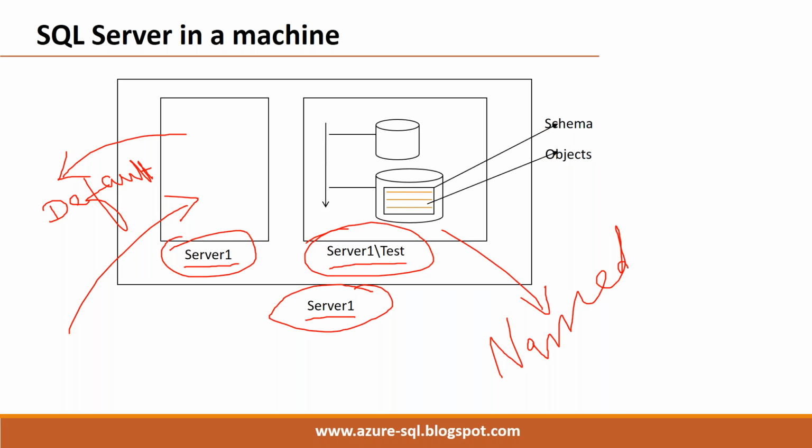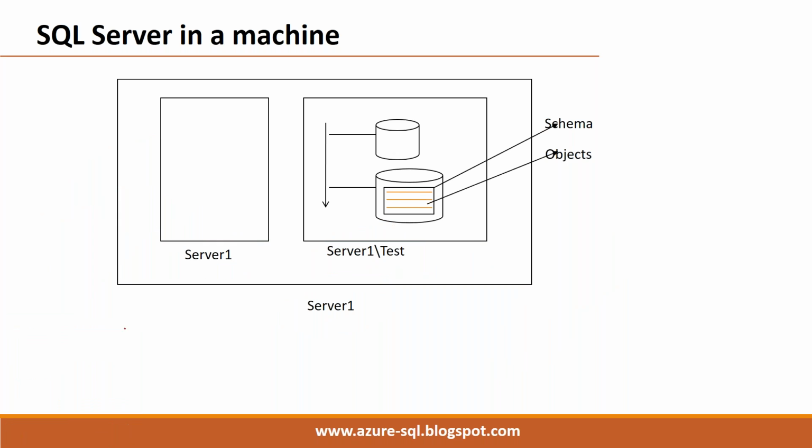Again, say like hierarchy, we have to understand here a machine can have one or more instances. Under each instance, we have databases. Under a database, we have a schema, and under that, objects. Objects are things like tables, views, stored procedures, functions. These are called objects.